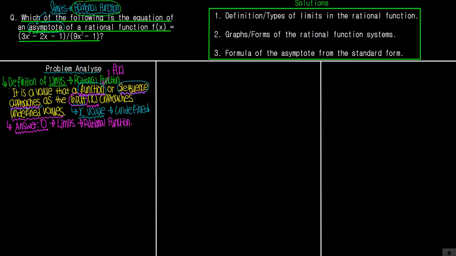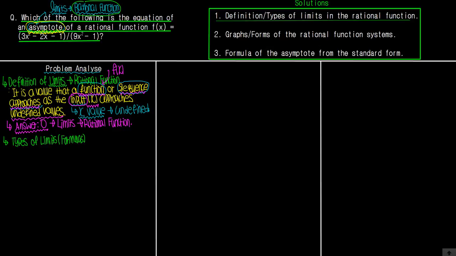So as we thought about limits, the first thing we need to know to solve this question is the definition and the types of limits in a rational function. But the most important thing in this question is the asymptote, because without that term we wouldn't be able to tell that this question is about limits or a rational function. So what we are going to do now is think about the types of limits, including their formulas.